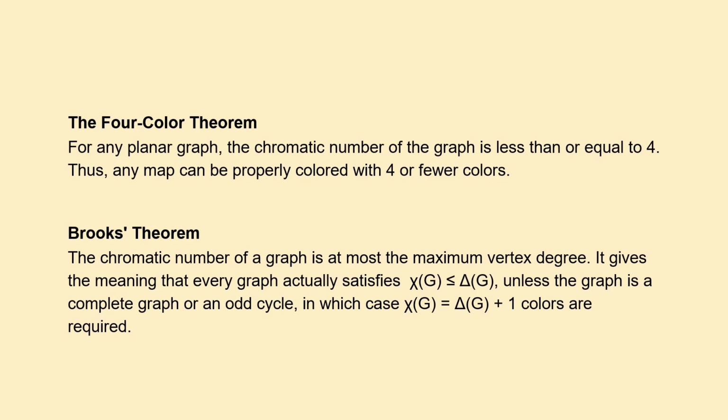It gives the meaning that every graph actually satisfies χ(G) ≤ Δ(G), unless the graph is a complete graph or an odd cycle, in which case χ(G) = Δ(G) + 1 colors are required.